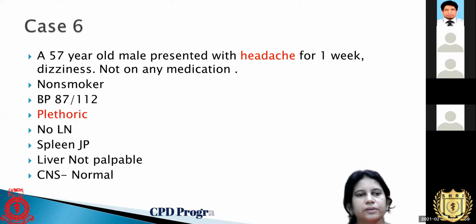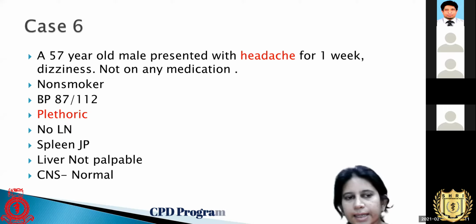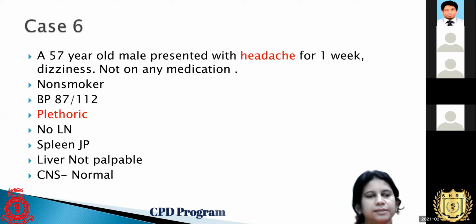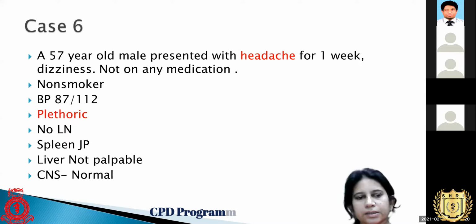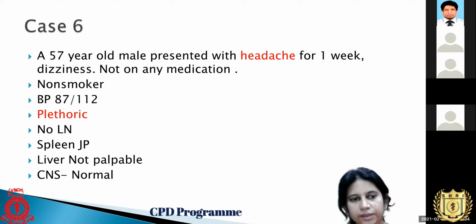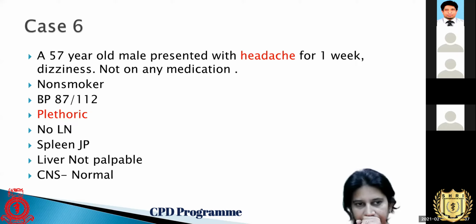Okay, we'll go to case number 6. This is something different from the previous cases. A 57-year-old male presented with headache for 1 week and dizziness. He is not on any medication. He's a non-smoker, blood pressure normal, on examination plethoric. There are no lymph nodes, spleen palpable, liver not palpable, central nervous examination normal. So this patient, when you examine, you have noticed plethoric. So you are dealing most possibly not with an anemic condition, you are dealing with a polycythemic condition.